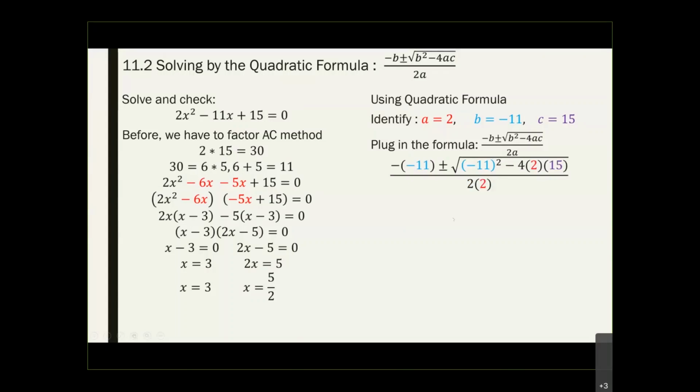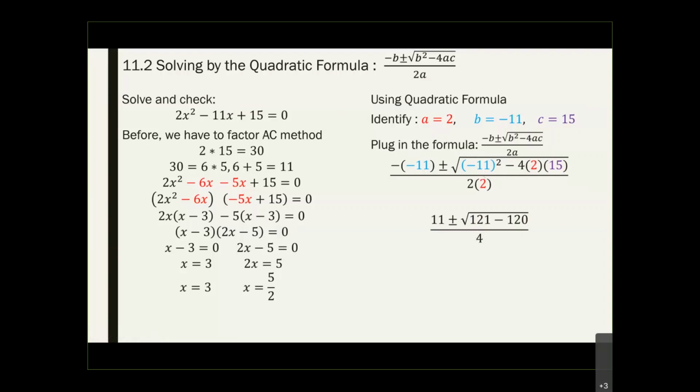this is what you have: negative b, and as you can see, I color coded this. Negative of b, which is negative of a negative 11; b squared, which is negative 11 squared; minus 4 times a, which is 4 times 2, times c, which is 15, all over 2a, which is 2 times 1, right? Once you have this, the negative of a negative 11 will be positive 11.